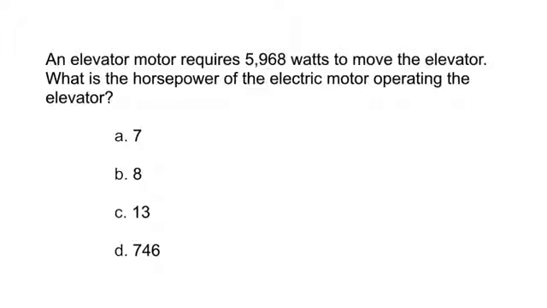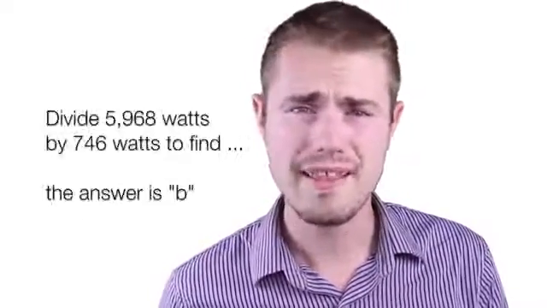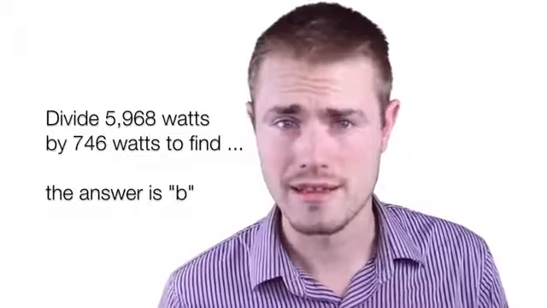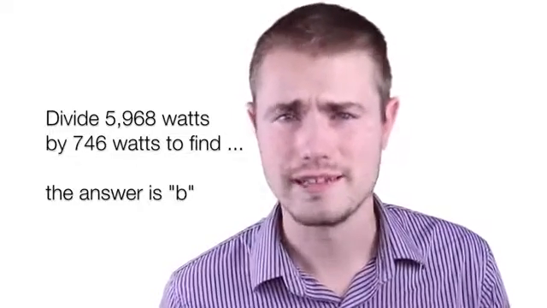An elevator motor requires 5,968 watts to move the elevator. What is the horsepower of the electric motor operating the elevator? A, 7, B, 8, C, 13, or D, 746? To find our answer, all we have to do is divide the number of watts produced by the motor by the number of watts that we know a horsepower can produce, 746. That leaves us with the answer 8, B.